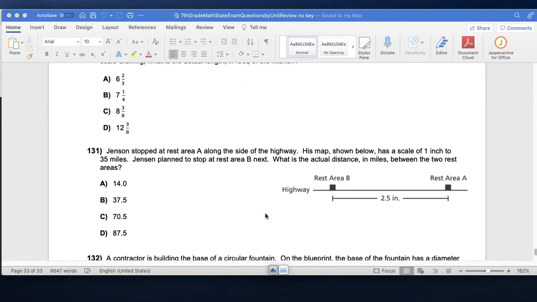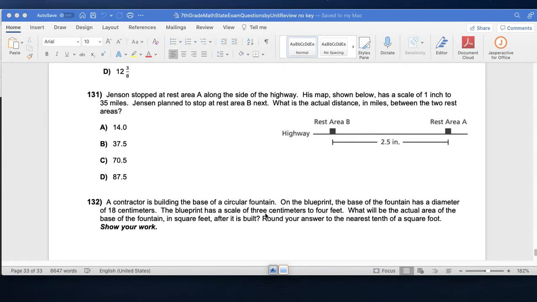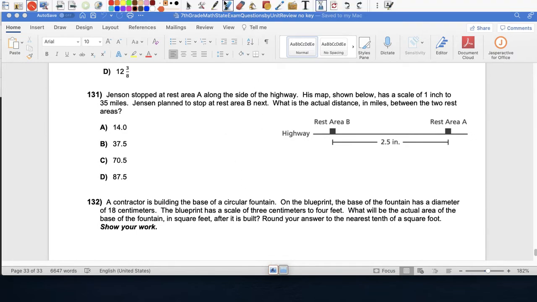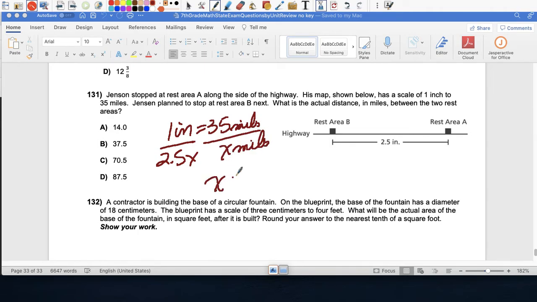131. 1 inch is 35 miles. So again, that's on the map. It says 1 inch is 35 miles. You measure on the map that the distance between A and B is 2.5 inches. How many miles would that be? Again, cross multiply. X equals 35 times 2.5. 87.5 miles.